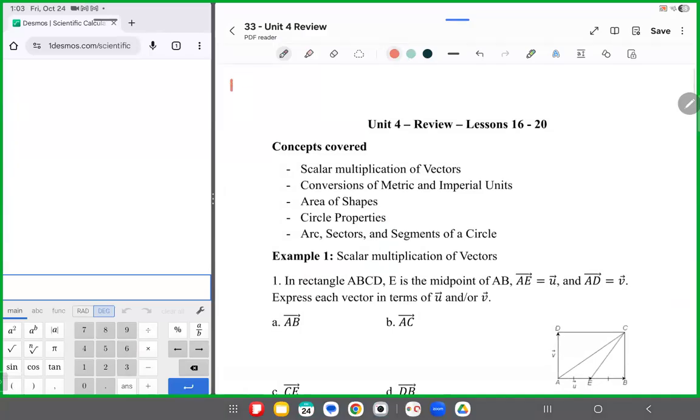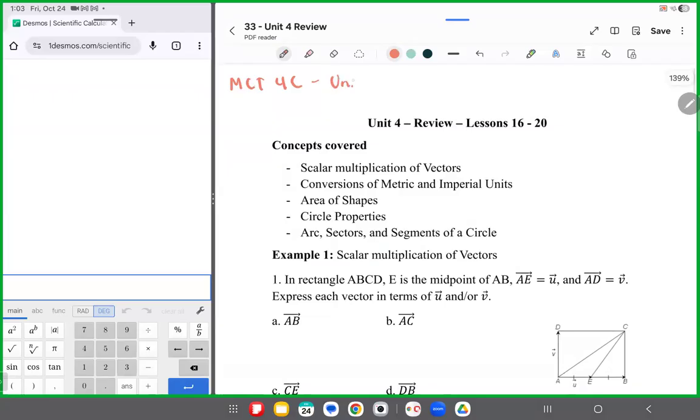We are finishing up with the MCT4C course. This is the Math for College Technologies, grade 12 course. We are on Unit 4. This is the review of lessons 16 to 20. So this is the end of the course for us.